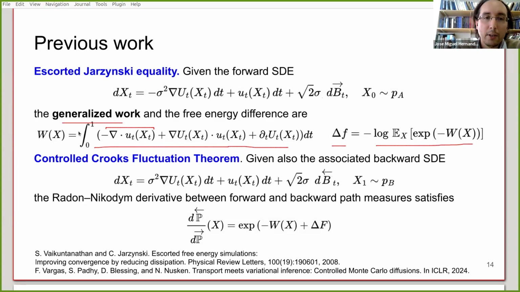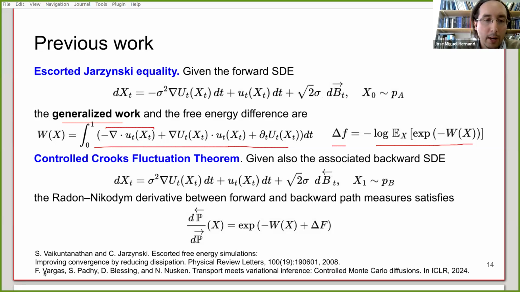This calculation of the free energy difference using this value for the generalized work can be more expensive in practice because you have the divergence. And the previous method has the advantage that you don't need to calculate this divergence. You just need the density ratios.